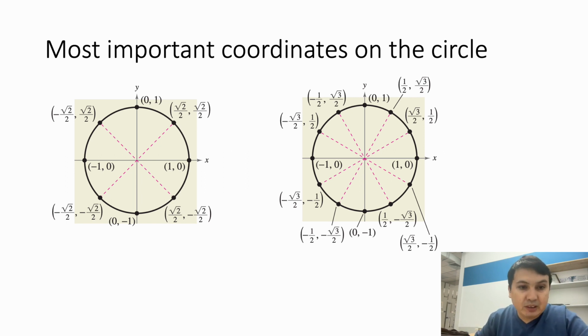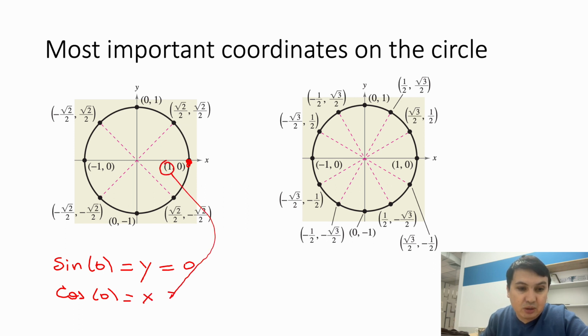Okay, so this is easy. This is 1, 0. So for example, what would be sine of 0? It's the y coordinate, and the y coordinate here is 0, so that's 0. And for example, what is the cosine of 0? Cosine of 0 is my x coordinate, and the x coordinate here is 1, so it gives me 1. And so on and so forth. Once you have those values, it's easy to calculate.